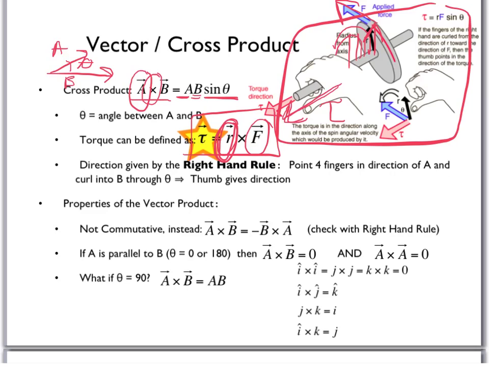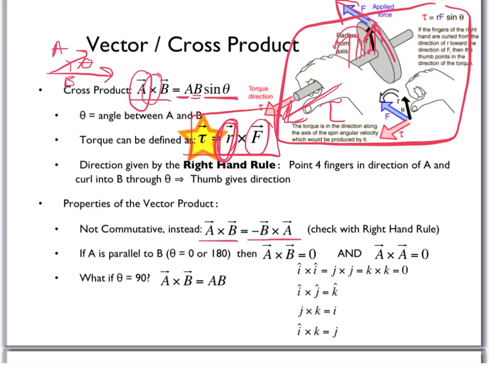Now, some properties of the vector product would be this. It is not commutative. A cross B is not equal to B cross A. In fact, it would be equal to the negative of B cross A. If you check this with your right-hand rule, you'd find that when you curl your fingers going from A to B versus B to A, your thumb is going to end up pointing in exactly opposite directions.